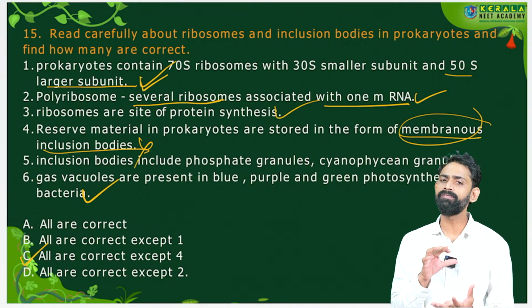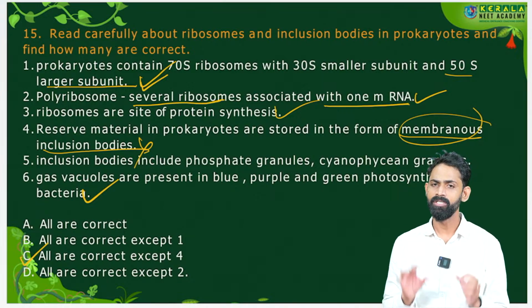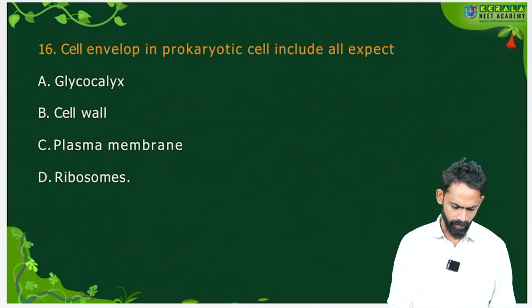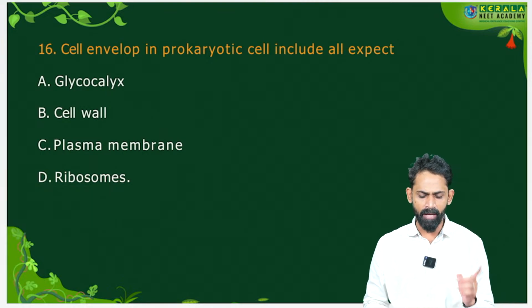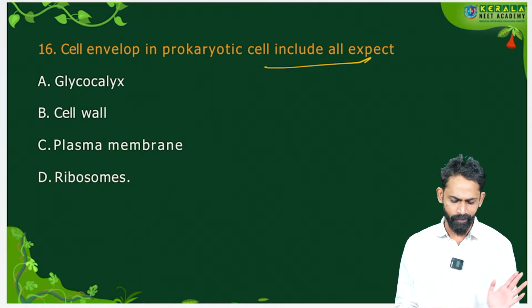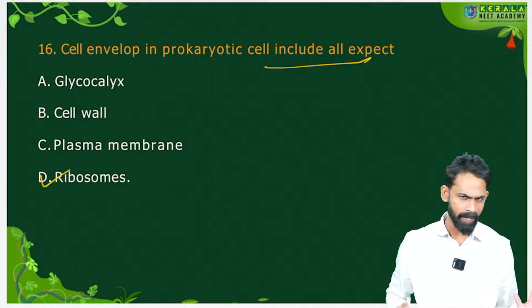So I kept the total information on ribosomes and inclusion bodies here, so no need to refer elsewhere, just to overcome that one. Next one: the cell envelope in the prokaryotic cell includes all except, easily find that it is the ribosome, which is not part of it.